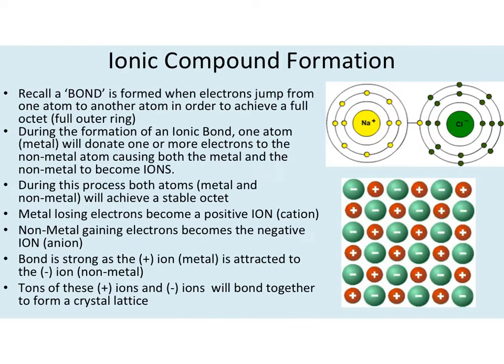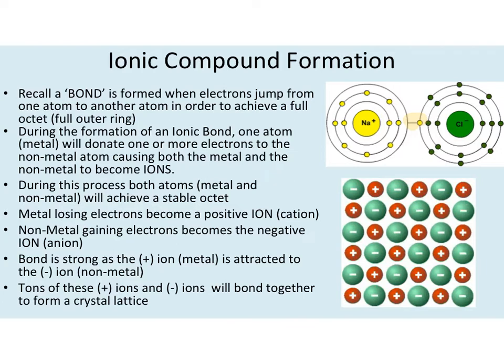Okay, now I know this is a big slide, so let's go through this a little bit slower. Recall a bond is formed when electrons jump from one atom to another atom in order to achieve a full octet, kind of like what we have here. See, this electron just jumped from sodium to chlorine, and now they both have a full octet.